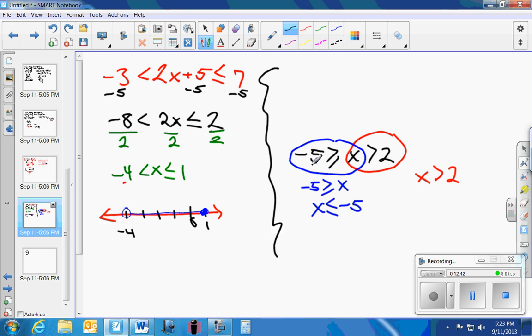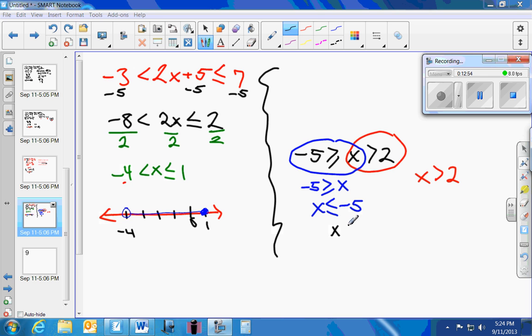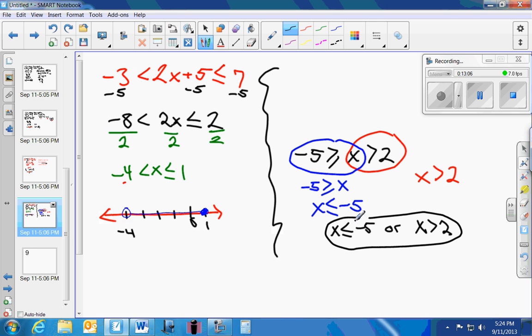So if that ever happens where I'm dividing or multiplying by that negative number and I get these signs that flip-flop like this, my final answer for my equation piece will look like x is less than or equal to negative 5, and you'll see the word or. X is greater than 2. This is your entire answer. Don't leave part of it off because it says or.